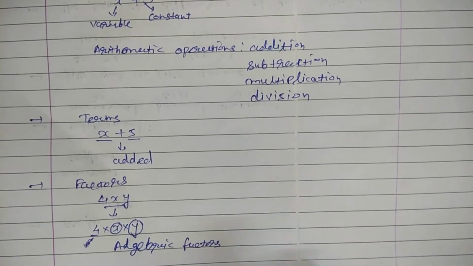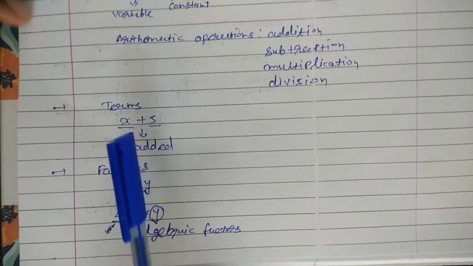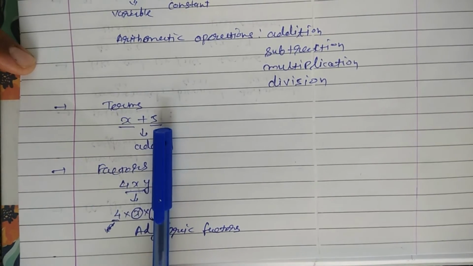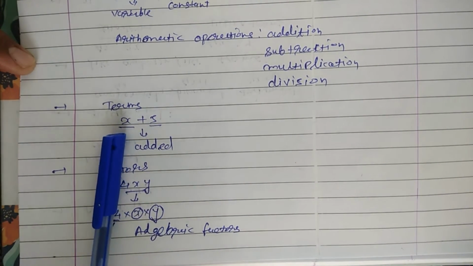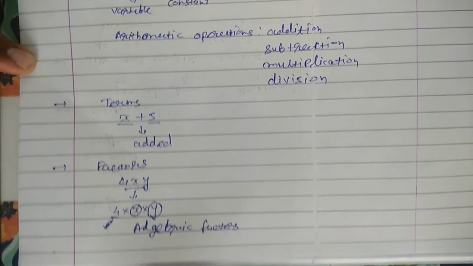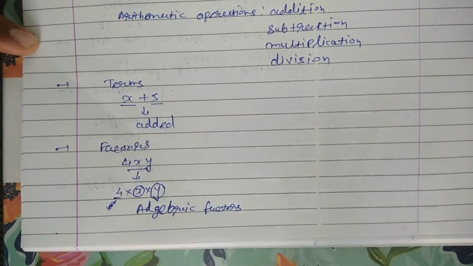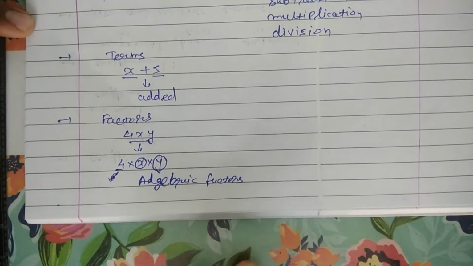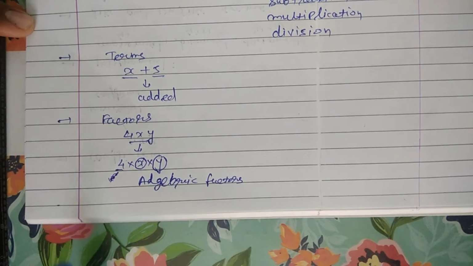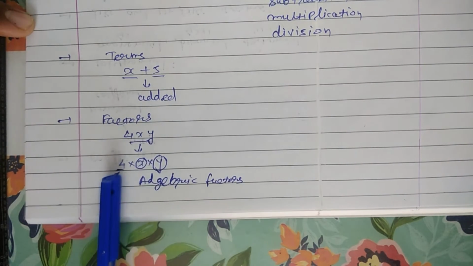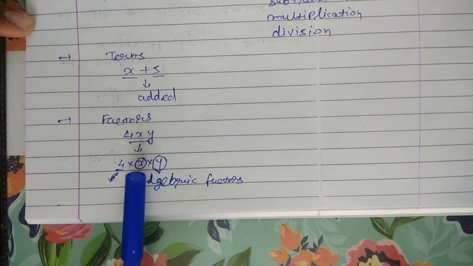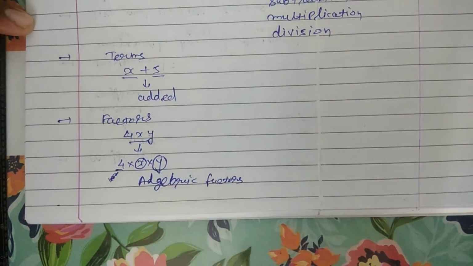Then we have learned about terms. Terms are nothing but a part of an expression. Here in x plus 5, x is the first term and 5 is the second term, and they are added. Terms are added to the other terms. Then we have learned about factors. Here in 4xy, factors are 4, x and y. Here x and y are algebraic factors.